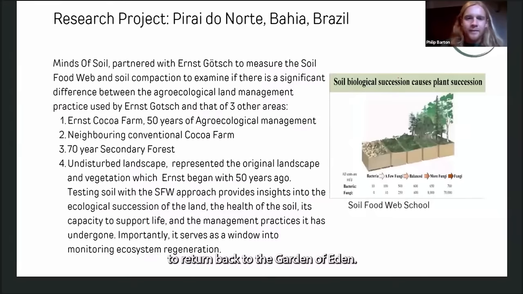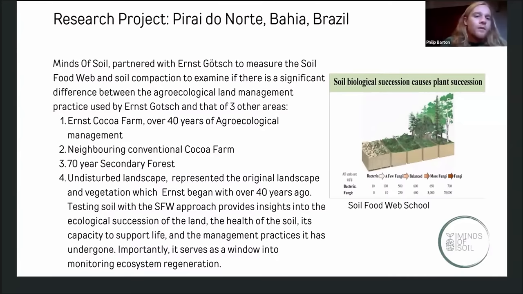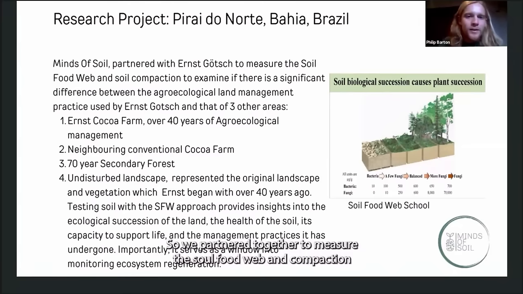So the research project that myself and Ernst conducted at his farm was to examine if there was a significant difference between the soil food web. So we partnered together to measure the soil food web and compaction to examine if there are any significant differences between Ernst's agroecological land management strategies and the three other areas.